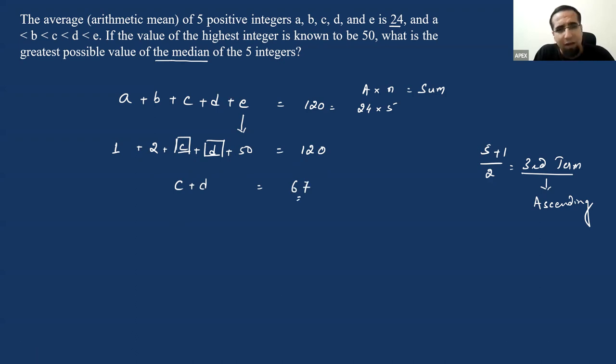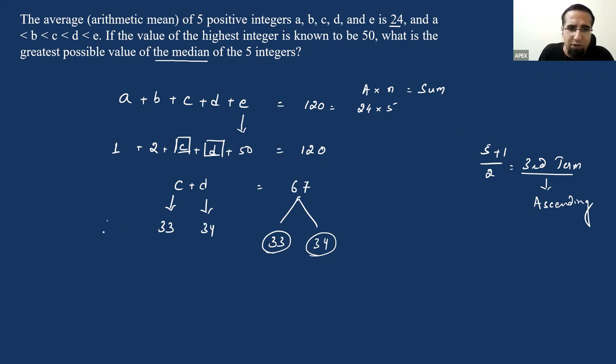Now I want to maximize the value of C, and C has to be less than D, right? So the easier way to look at this is I divide it by 2. If I divide 67 by 2, then I get 33.5. So I can take 33 as one of the terms and 34 as the other. So C is equal to 33 and D is equal to 34, which satisfies my given conditions. 1 is less than 2, 2 is less than 33, 33 is less than 34 and 34 is less than 50. So these are my 5 terms in ascending order. And the maximum possible value of C, which is the median, is going to be 33. Therefore, the answer for this question is 33.